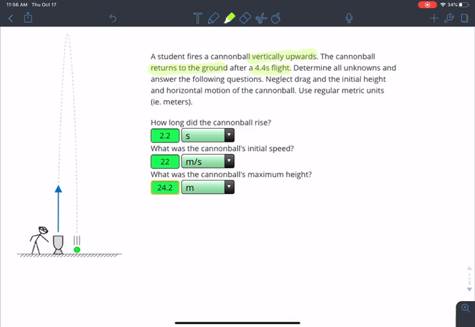We can neglect drag and the initial height and horizontal motion of the cannonball. You can see here we have the solutions already for you. I'll show you how I arrived at those now.